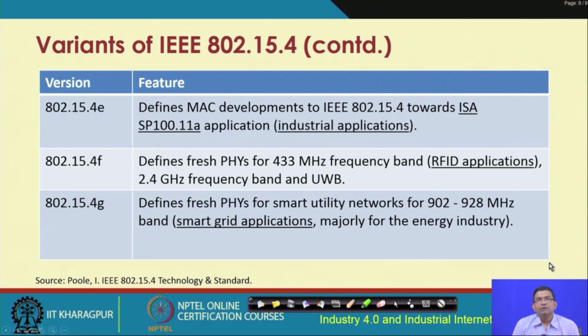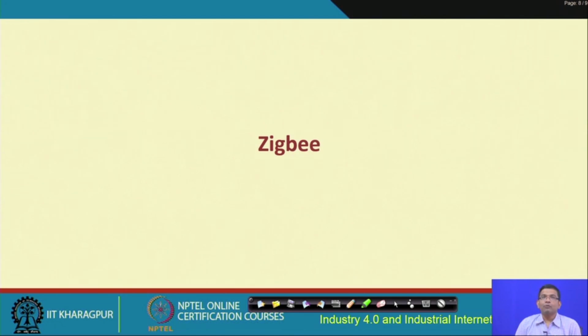The E variant is particularly meant for serving MAC applications for industrial environments. The F variant is for particular use in RFID applications. The G variant is for smart energy, smart grid, etc., those kinds of environments. So, these are the different variants of 802.15.4.